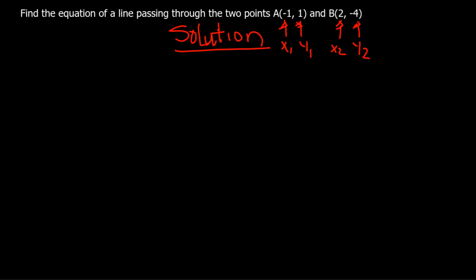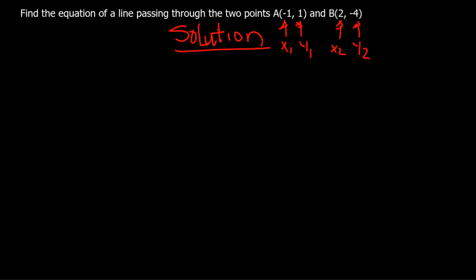So this question says find the equation of a line passing through 2 points A(-1, 1) and B(2, -4). So we can assign x1, y1 to A and x2, y2 to B, where x1, y1, x2, y2 are the coordinates on the x and y axes respectively. Let's go ahead and solve this.